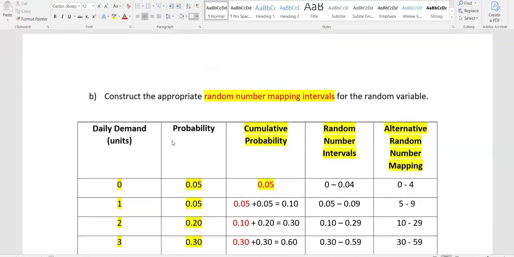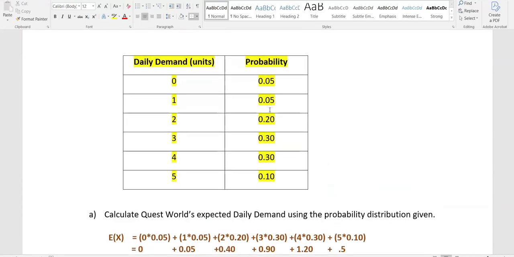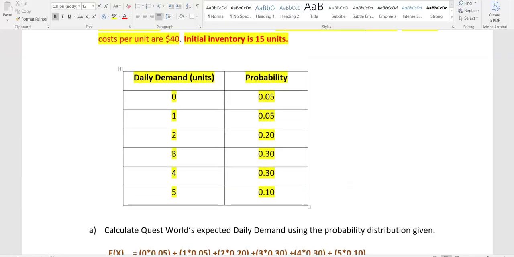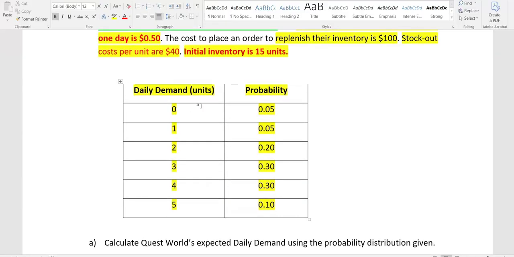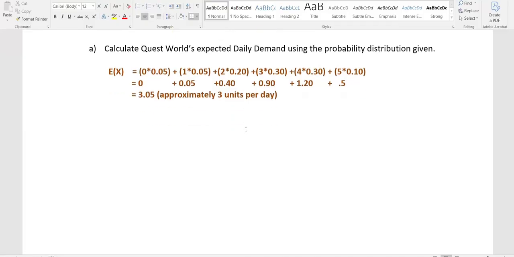So to start out, we were asked to calculate the expected daily demand. The expected daily demand is 3. We did that by multiplying each of the daily demand figures in this table of historical information by the corresponding probabilities and summing the results. We got 3.